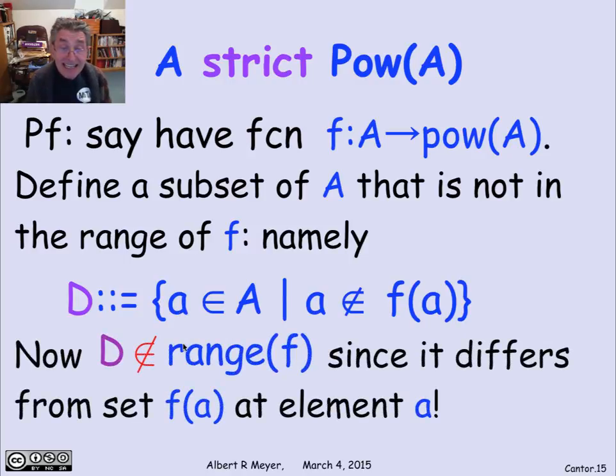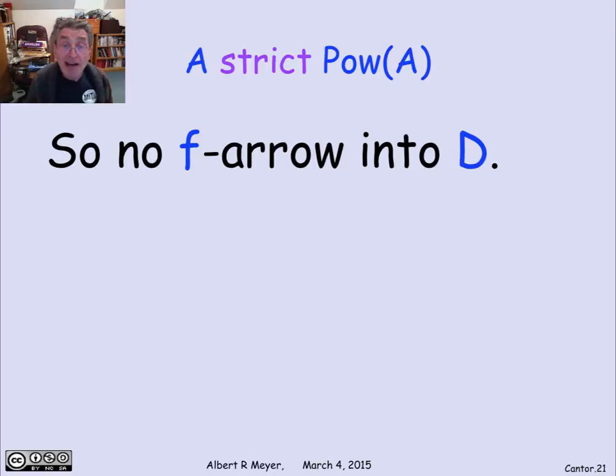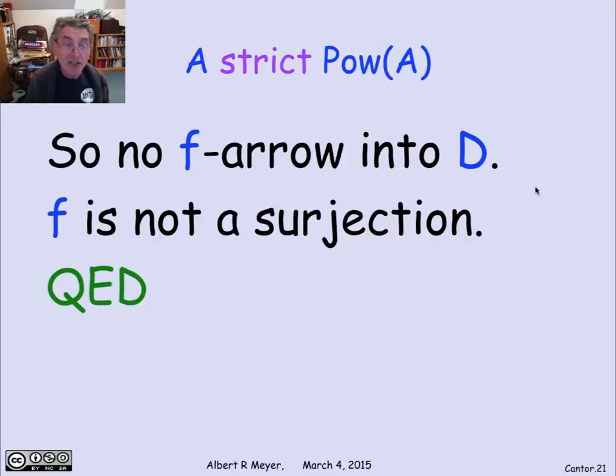And what I know about it is that D is not in the range of F because it differs from every possible row of the matrix. If the row was labeled F of A, then it differs in the column A from that row, and therefore my set D is not a row of this matrix, and that means that it's not equal to F of anything. So I've just found that there's no F arrow into D. D's not in the range of F. That means that if I had such an F from A to the power set of A, it's not a surjection because D is always left out. So F is not a surjection. And since F is any function from A to the power set of A, none of them are surjections. And that means there's no surjection from A to the power set of A. In other words, A is strictly smaller than the power set of A.